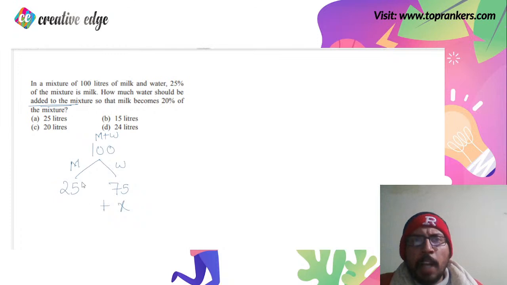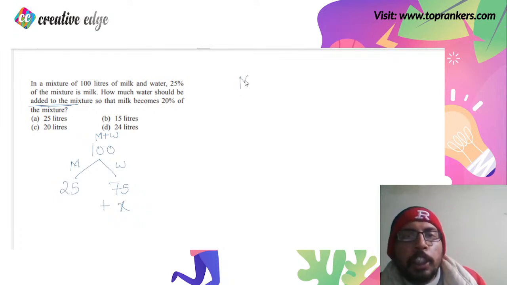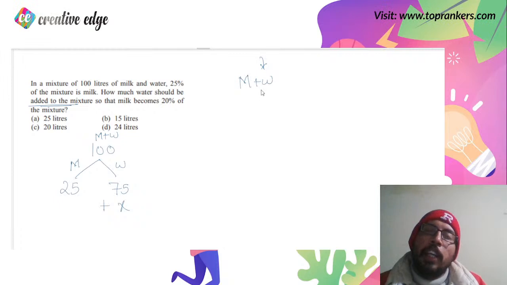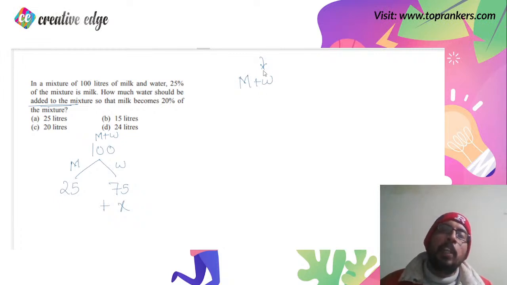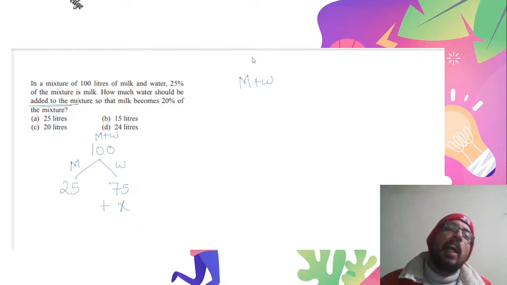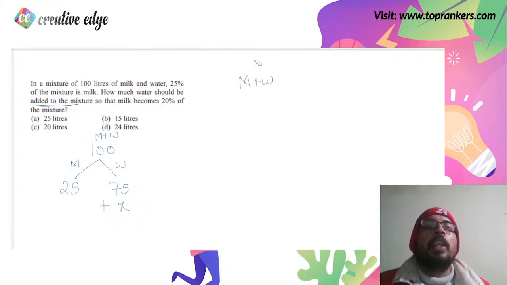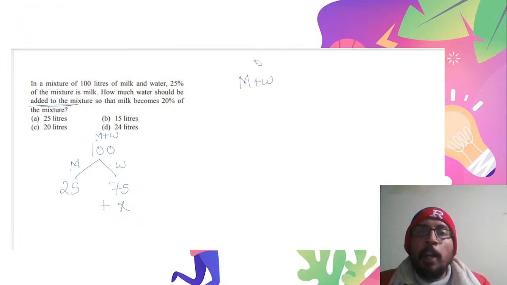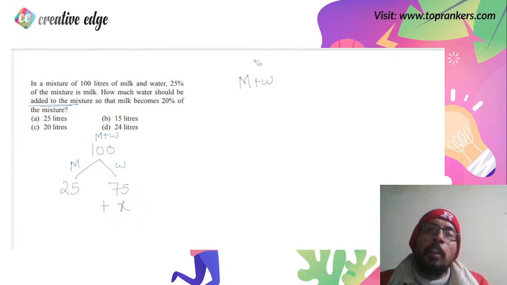So for them I would like to clarify that our mixture is made up of milk and water. Now if you increase the volume of milk, the entire quantity of mixture is going to increase. If you increase the volume of water, the entire quantity of mixture is going to increase. So you should not be confused that if I am adding water, the mixture is not increasing. The mixture is increasing, but the ratio of water is also increasing as compared to milk. You should consider this as well.